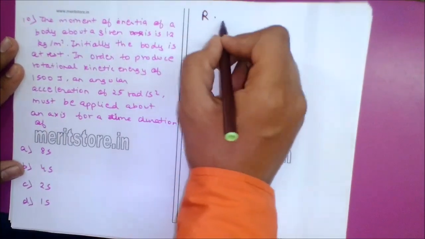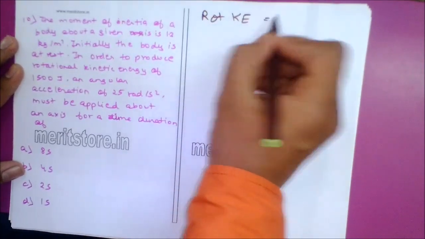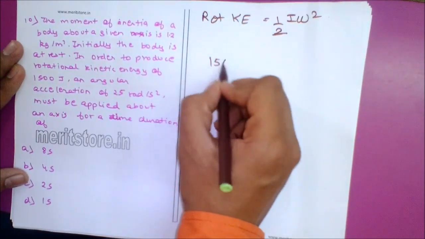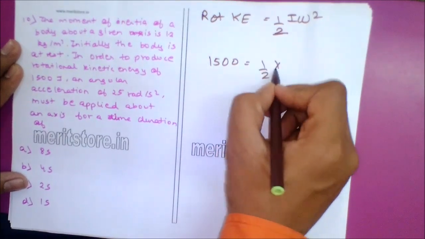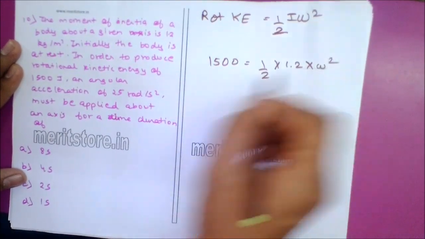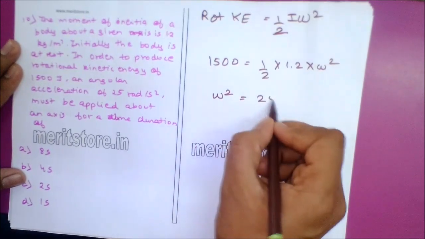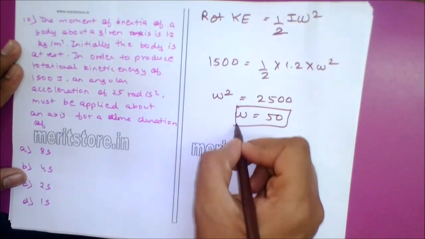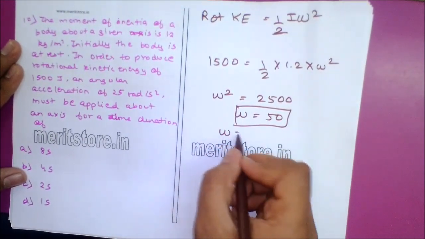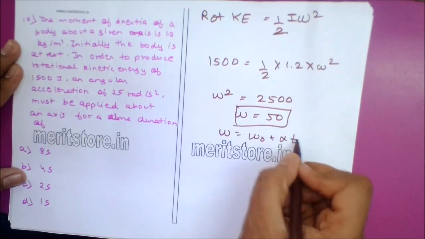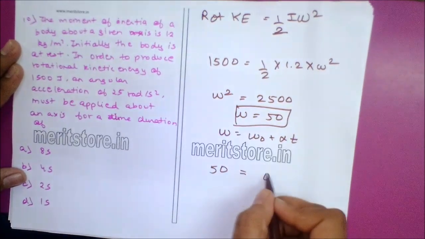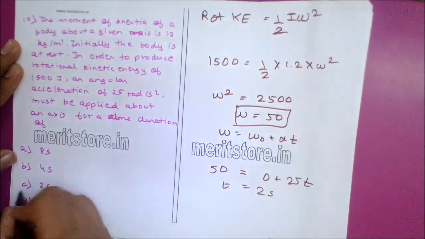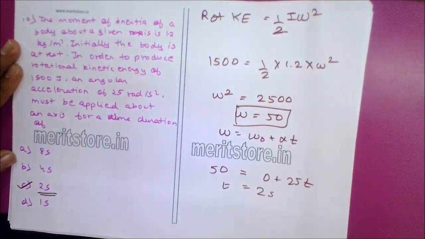Now I know rotational kinetic energy is equal to 1 by 2 I omega square, which is equal to 1500, is equal to 1 by 2 into 1.2 into omega square, where omega square is equal to 2500, omega is equal to 50. Using omega is equal to omega 0 plus alpha t, 50 is equal to 0 plus 25t, value for t is equal to 2 seconds. So option C, 2 seconds is the correct answer.